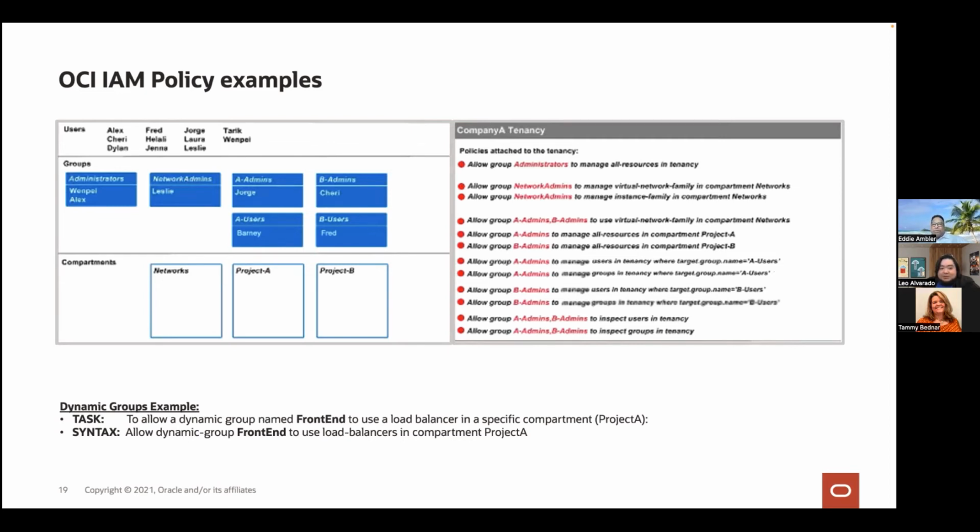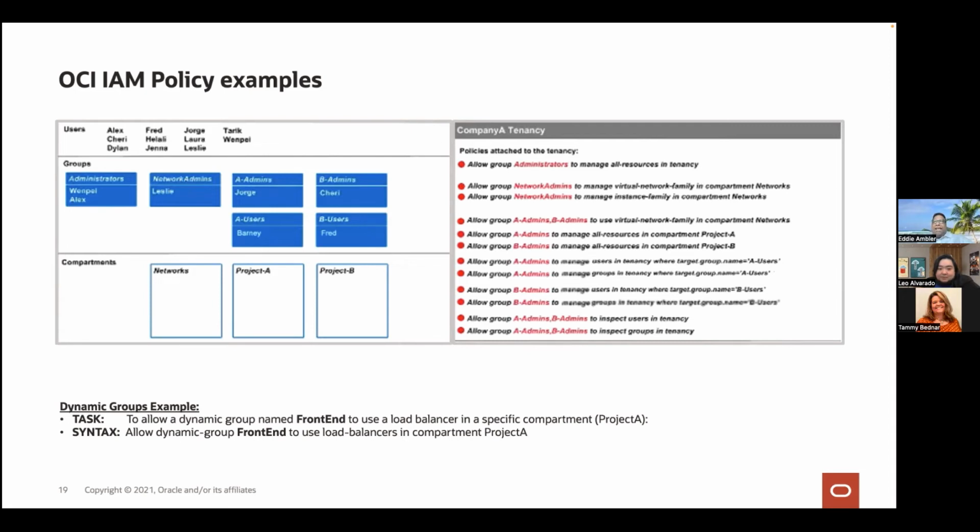Okay, so here's an example of working with dynamic groups, in which a resource or an instance can act as the principal actor for your group. The task here is for me to allow the dynamic group named front end, meaning all the instances grouped under the name front end, to use the load balancer in a specific compartment for my project A. The syntax is pretty simple. It's just allow dynamic group, the name of the group, which is front end, to verb, which is use, resource type is load balancer, in location, the compartment of project A.